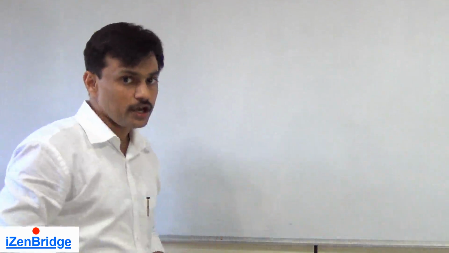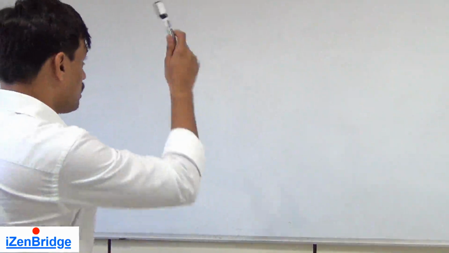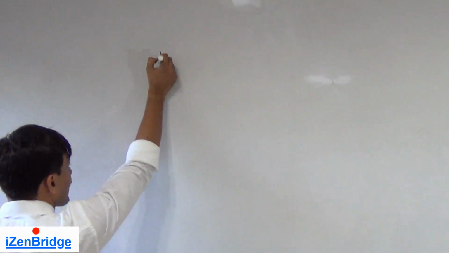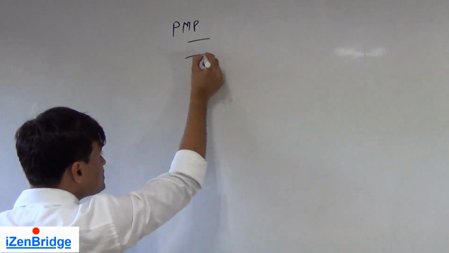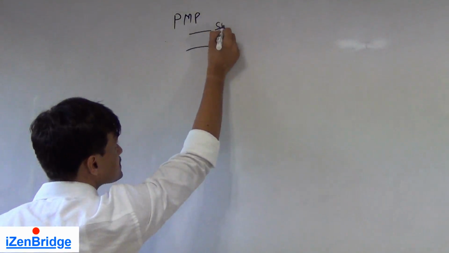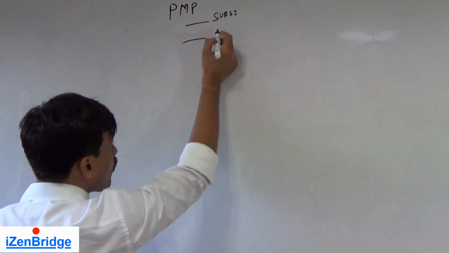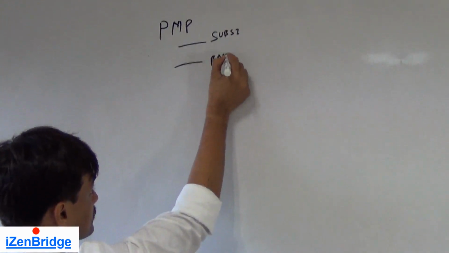So let us look at the inputs of plan risk management. As I said, we need to know the plans which we have prepared in other knowledge areas. So we look at the project management plan as an input. Now this PMP will have all the subsidiary plans. It will also have the baselines.